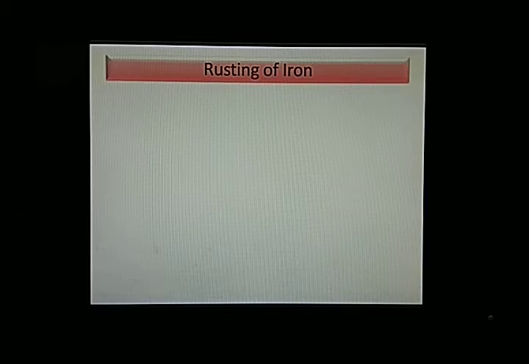What is rusting? What is rust? How does it occur? What is the main chemical formula behind it? And how can we prevent this rusting? All these things we'll be discussing in this topic.